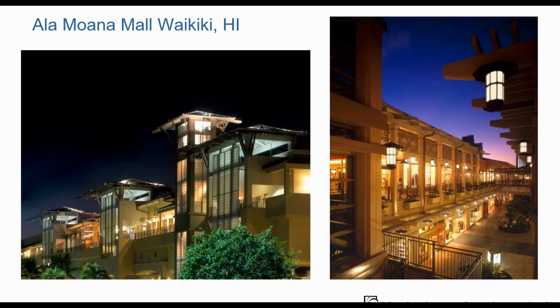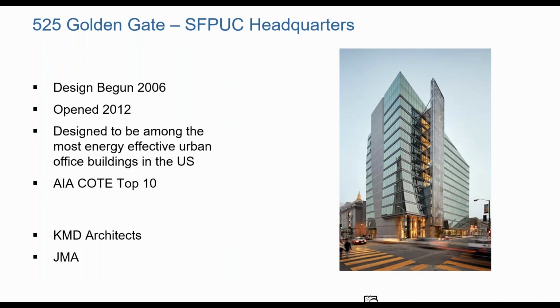All right, let's switch gears for just a moment here. Another project, 525 Golden Gate. This is the San Francisco Public Utilities headquarters. We began the design for it in 2006 and it opened in 2012. KMD Architects, again, Miller and Associates. This was when we were with Pivotal Lighting. So it was an AIA COTE Top 10 project, and it was designed to be among the most energy effective urban buildings in the country.